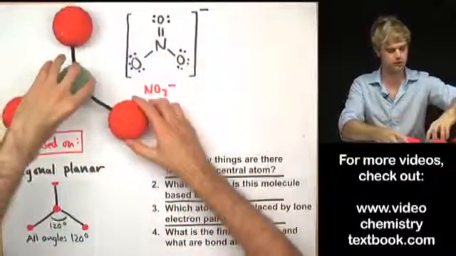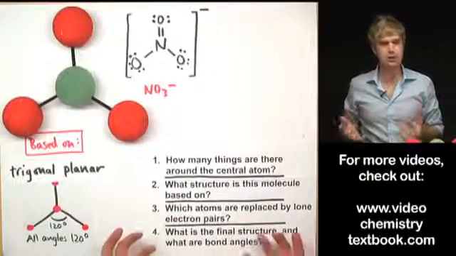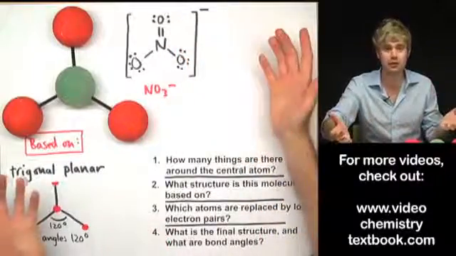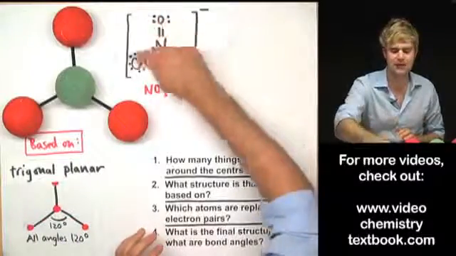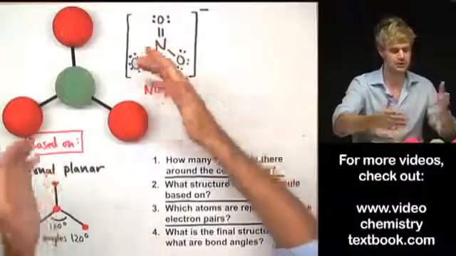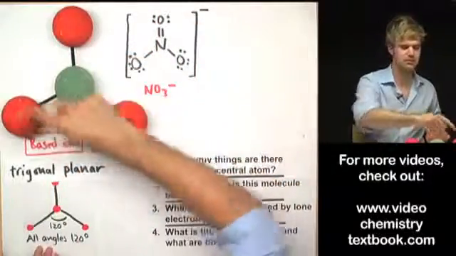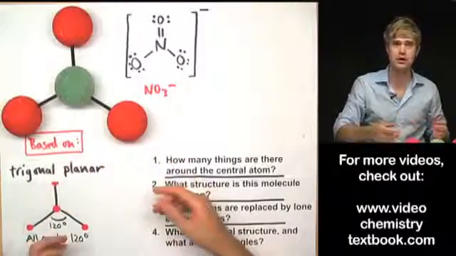Okay, trigonal planar. Now, for number 3, which atoms are replaced by lone electron pairs? For NO3 1-, none of them are replaced by unshared electron pairs. 3 atoms surround the central atom. So that means that this molecule has this shape. It is trigonal planar with 120 degrees between each of the atoms.